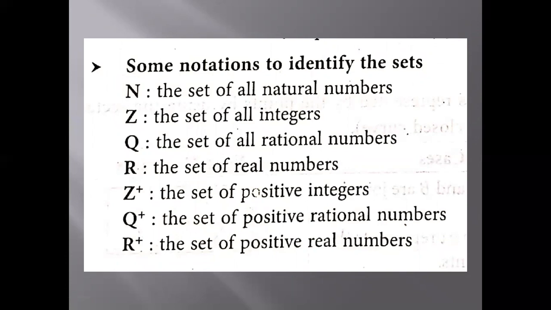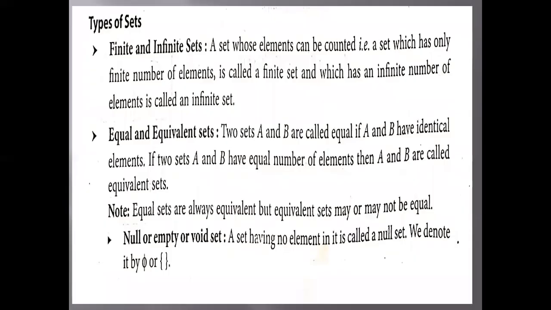In this, there are three important notations which we need to remember: Z plus, Q plus and R plus. Z plus is the set of positive integers. Q plus is the set of all positive rational numbers. R plus is the set of positive real numbers. This is one of the very important notations which we use generally in sets.